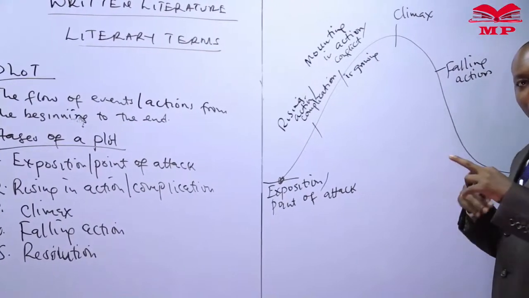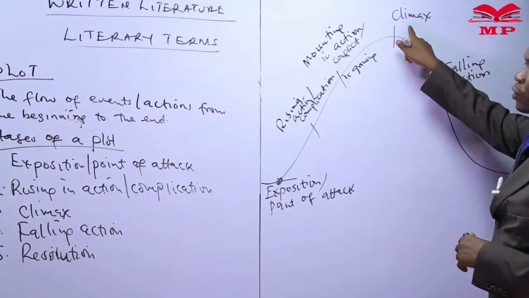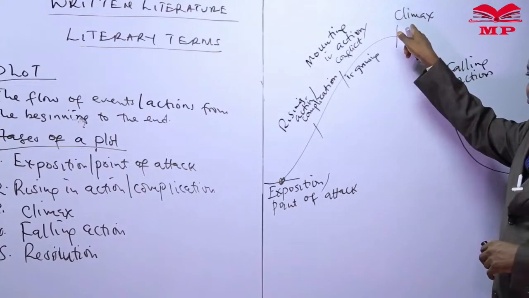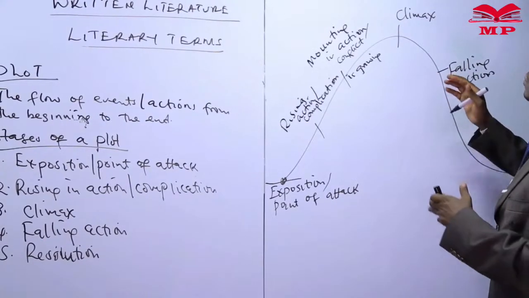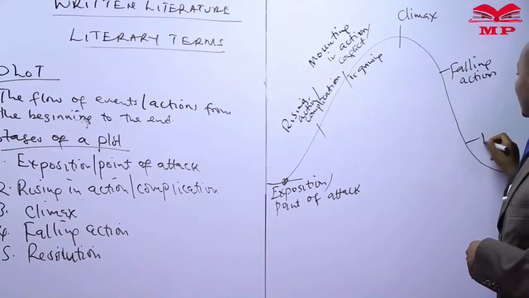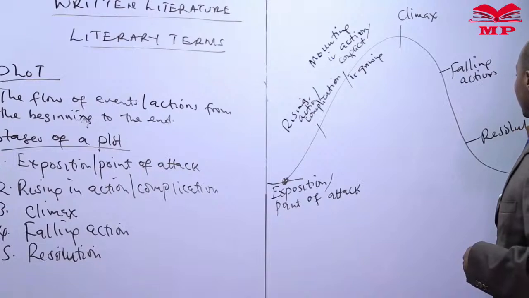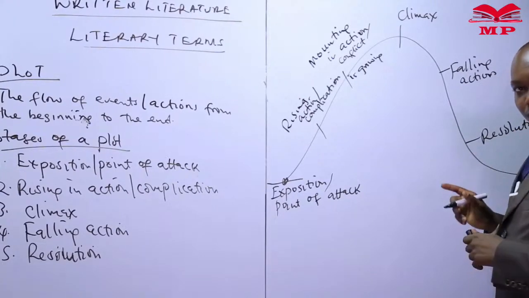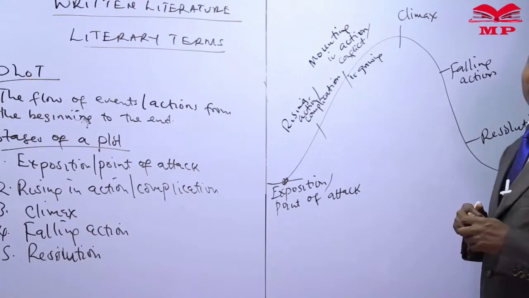Now things have to be resolved. At this point, someone has to make a decision. Once things are resolved slowly, then you have a resolution here finally, and the story ends. Resolution. Now let me give an example.